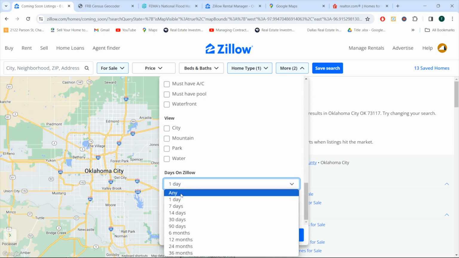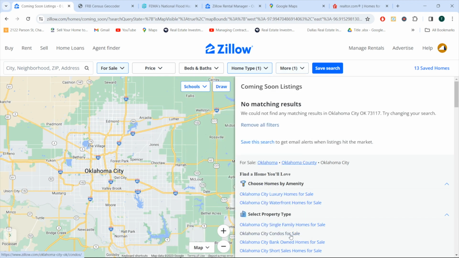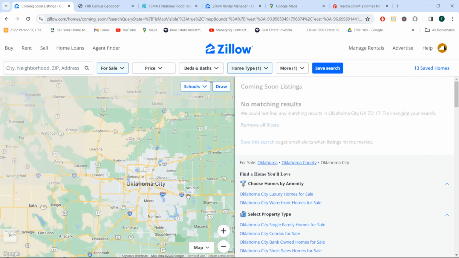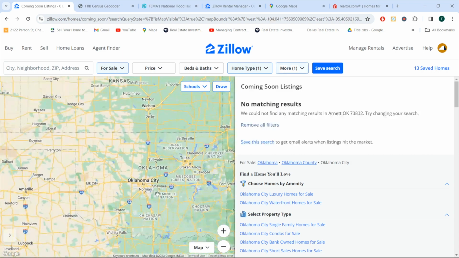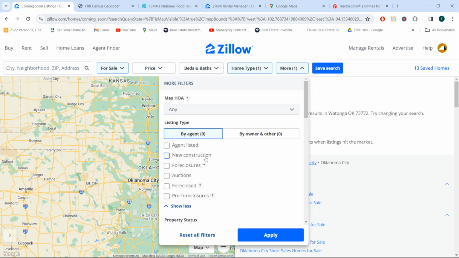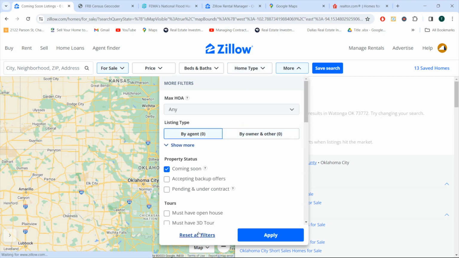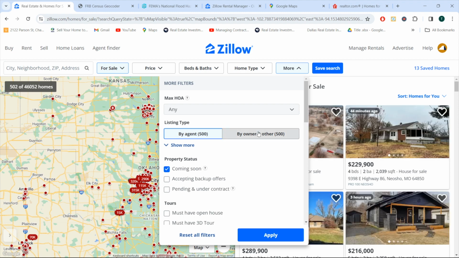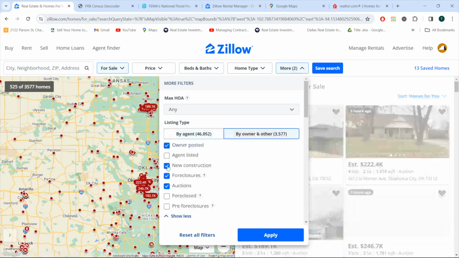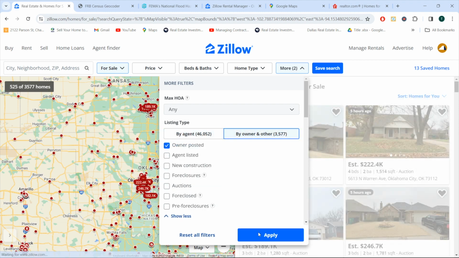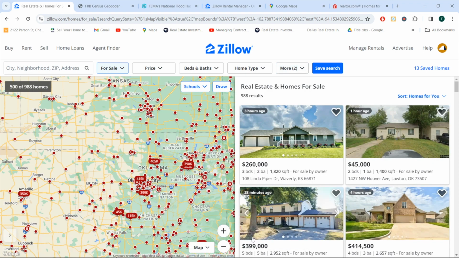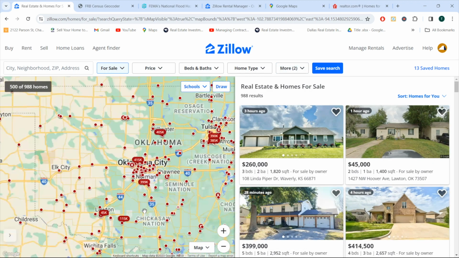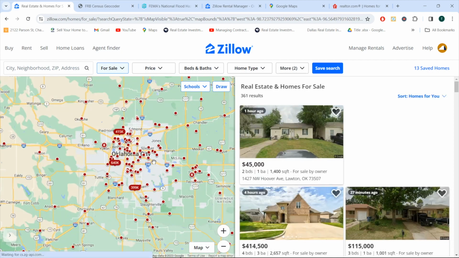I typically look at the 1 days, but we don't have any 1 day listings. So we're going to open it up a little bit and see kind of what we have. I'm going to reset all filters so we can look at everything and isolate owner posted. Okay, so here we go.